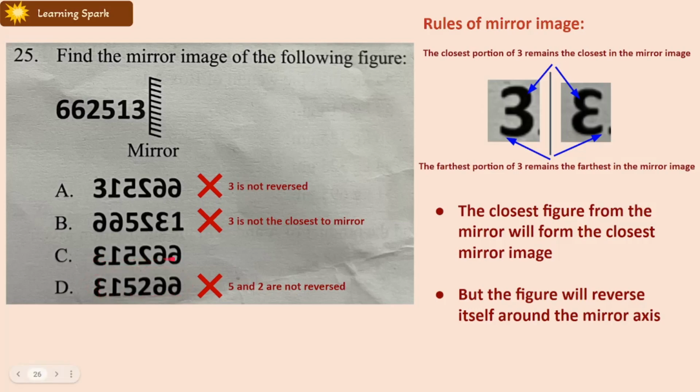Okay, and this is the one which is correct. 3, 1, 5, 2, 6, 6. Everything is reversed, everything is a mirror image, and also 3 comes first, 1 comes second, then comes 5, then comes 2, then comes 6 and 6. So this is the right answer.